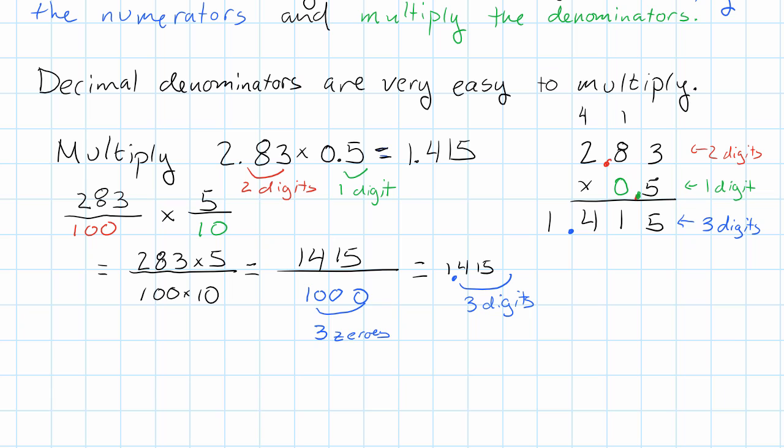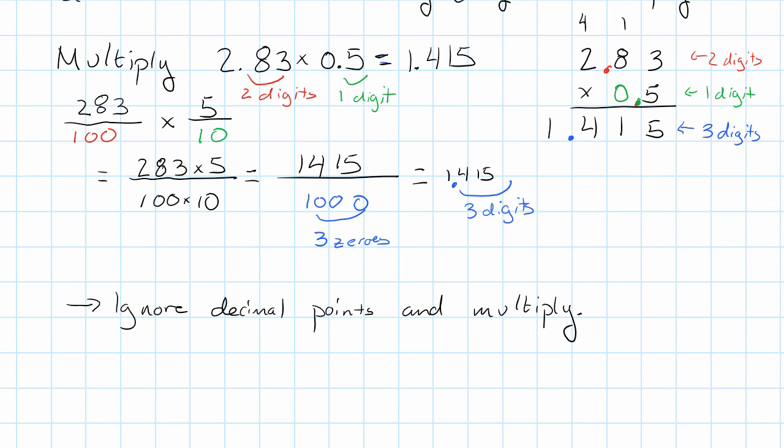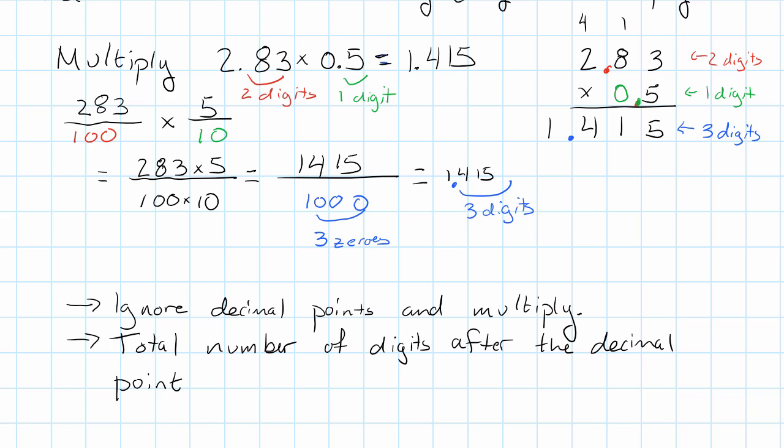What's happened here? We've totaled the number of digits after the decimal point. Right, so what was our process? First, we completely ignored the decimal points and just multiplied without them. Then, we took the total number of digits after the decimal point, and that was the number of digits after the decimal point in our answer.